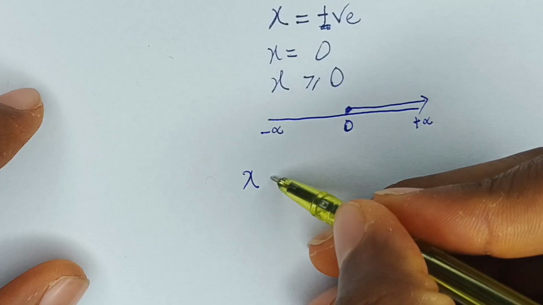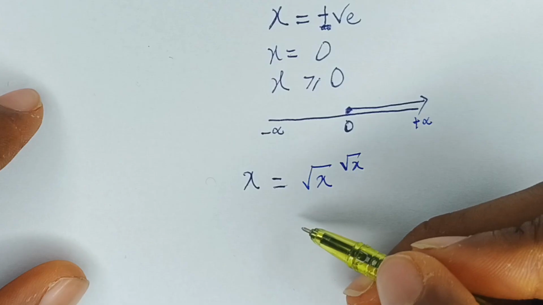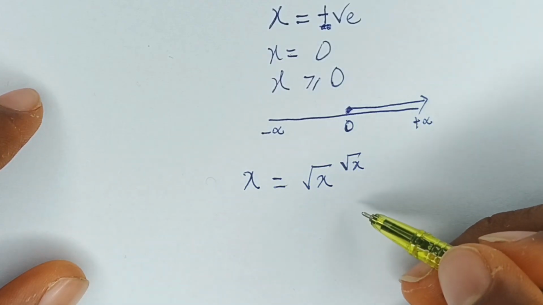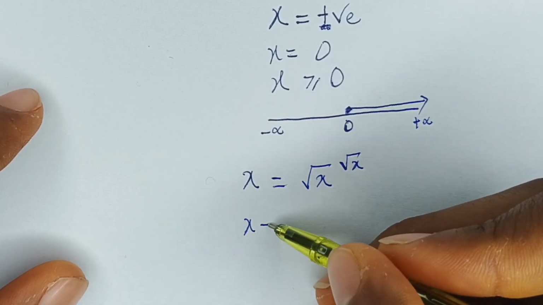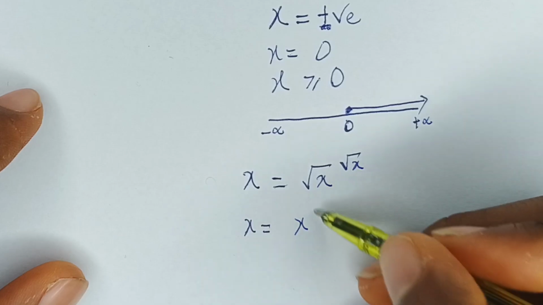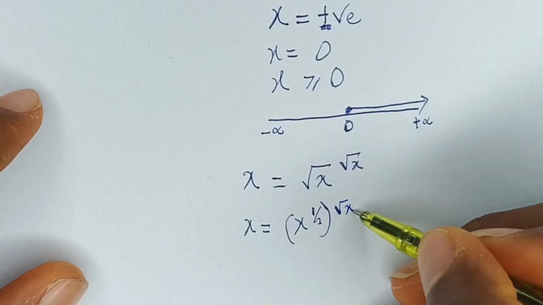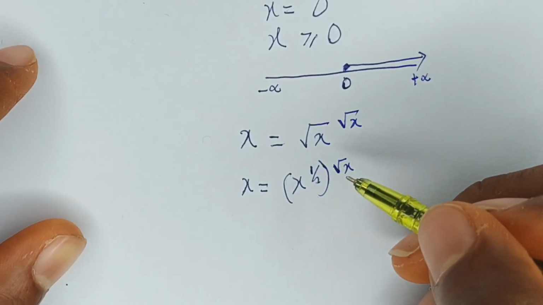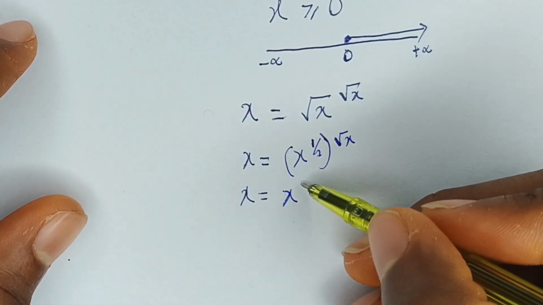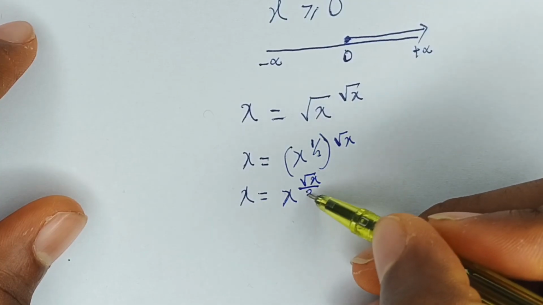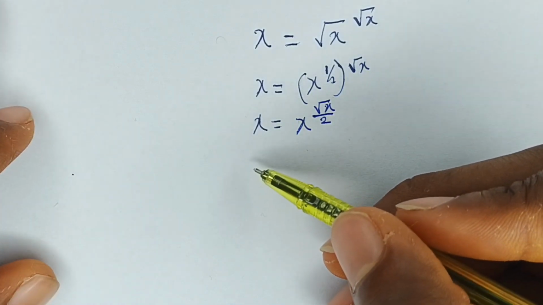We have x equal to root x raised to the power of root x. Now, root of x can be said to be equal to x to the power of half. So we have x equal to x to the power of half, raised to the power root of x. From the product law, this becomes x is equal to x raised to the power root of x over 2.